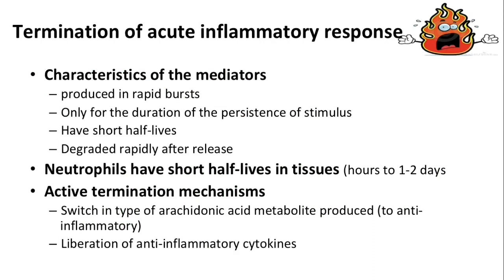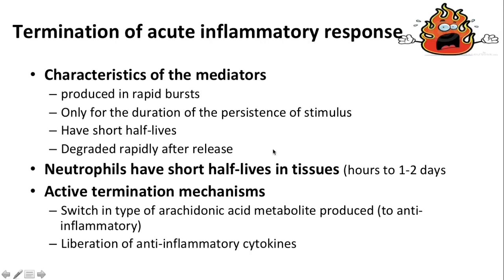There are several factors that help in the regulation and termination of an acute inflammatory response. Number one is the characteristics of the mediators involved in the process itself. They are produced in rapid bursts, so they can be terminated very quickly. They are only present for the duration of the persistence of the stimulus, so once the stimulus is gone, the mediators will no longer be produced or activated. The mediators tend to have short half-lives, so they can be degraded quickly as well.